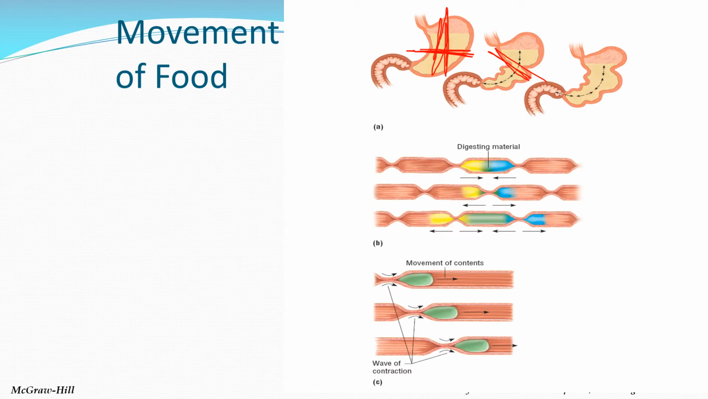Here we've got mixing, sloshing stuff back and forth. You see the yellow and the blue, and once it mixes enough, it's going to turn green. So you want a homogeneous mixture. And lastly, propulsion. If you squeeze here, it's going to propel the object forward, and then you squeeze in the next position to eventually move the object down the GI tract.